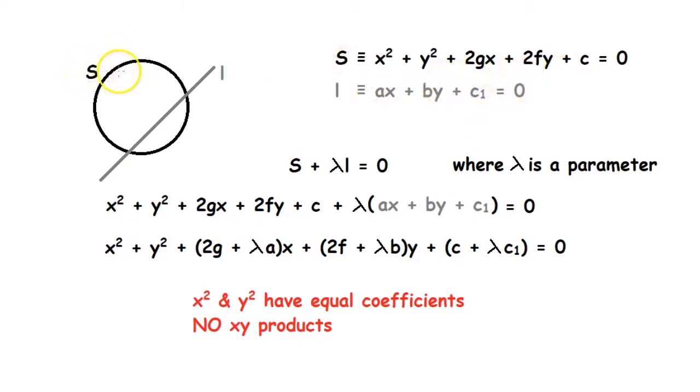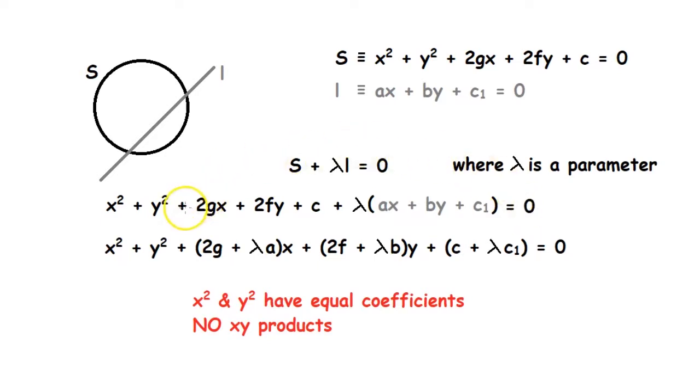Let's take this circle S, whose equation is x squared plus y squared plus 2gx plus 2fy plus c equals 0, and this straight line L, ax plus by plus c1 equals 0. Now, consider the equation S plus lambda L equals 0, where lambda is a parameter. When we substitute, we get x squared plus y squared plus 2gx plus 2fy plus c plus lambda into ax plus by plus c1 equals 0.